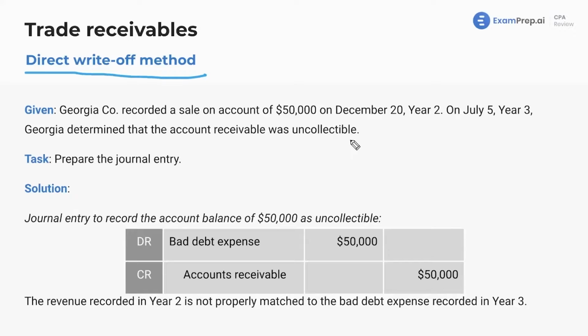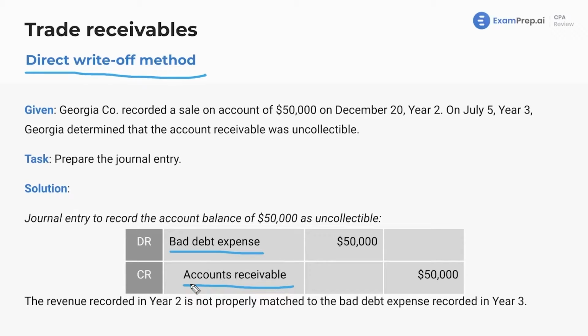Now, if this was the allowance method, we would increase our allowance for doubtful accounts. But because this is the bad debt expense write-off method, we immediately reduce accounts receivable by 50, increase bad debt expense by 50, write that off immediately. Journal entry to record the account balance of 50,000 is uncollectible.